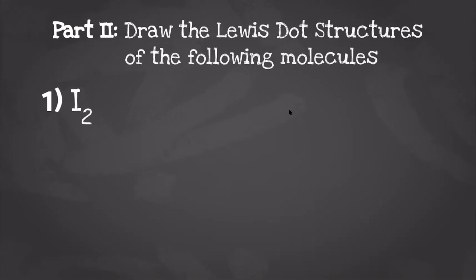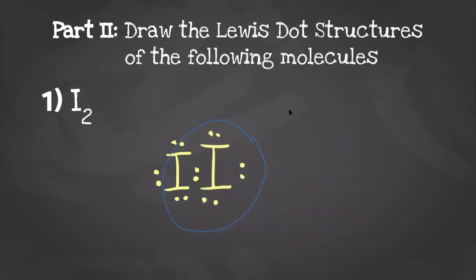So we have an iodine molecule. What I'm going to do is draw iodine like this: 1, 2, 3, 4, 5, 6, 7. That's one of them. And then the other one is also 1, 2, 3, 4, 5, 6, 7. Now our goal is to make them fit in a way where both of them have 8 electrons. So what we can do is move them together like that.